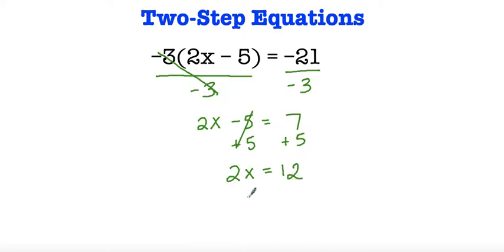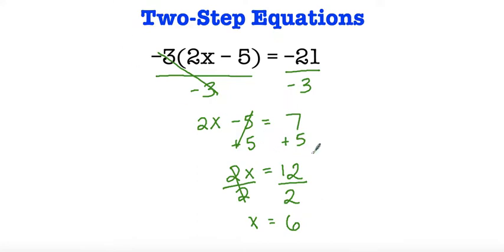And here we have 2 times x is equal to 12. In order to isolate our x, we have to divide both sides by 2 since this is 2 times x. And so this cancels out because 2 divided by 2 is 1, and 1x is the same thing as x. So now we have to divide the right side by 2. So x is equal to, and now we have 12 divided by 2, and 12 divided by 2 is 6. So x is equal to 6.